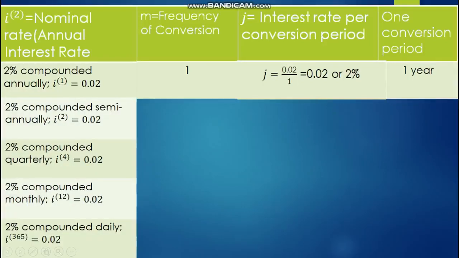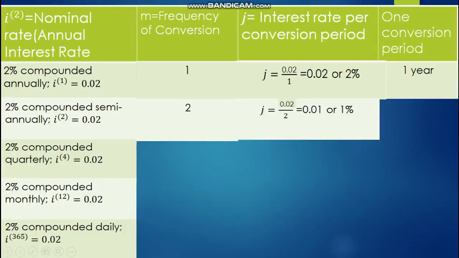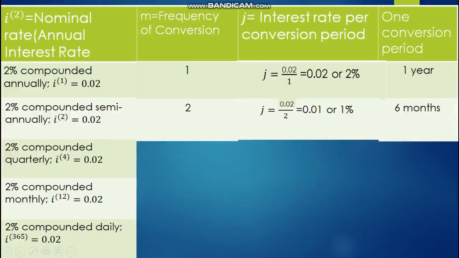We have a second example, 2% compounded semi-annually. We use this notation, i raised to quantity 2, which denotes that the rate of interest is compounded twice a year, and that is equal to 0.02. The frequency of conversion is obtained from the word semi-annually. Therefore, m equals 2. For the interest rate per conversion period, all we have to do is divide 0.02 by the frequency of conversion. So that is 0.02 divided by 2, or 0.01, equal to 1%. The conversion period is every 6 months, because of the word semi-annually, twice a year.